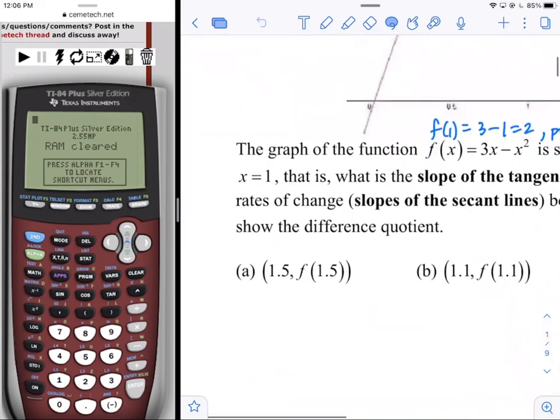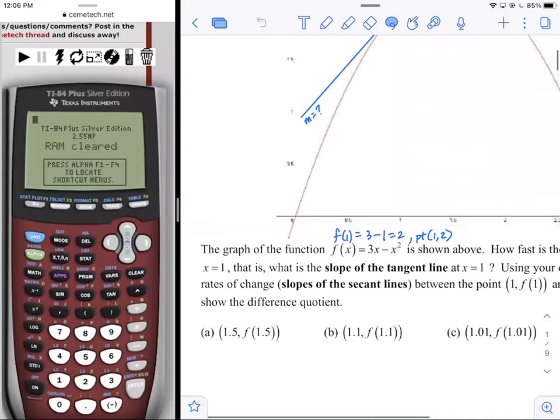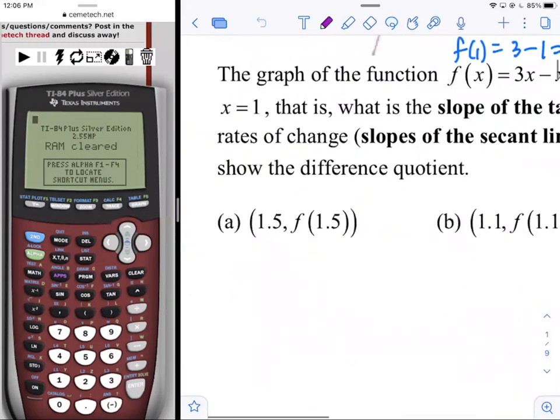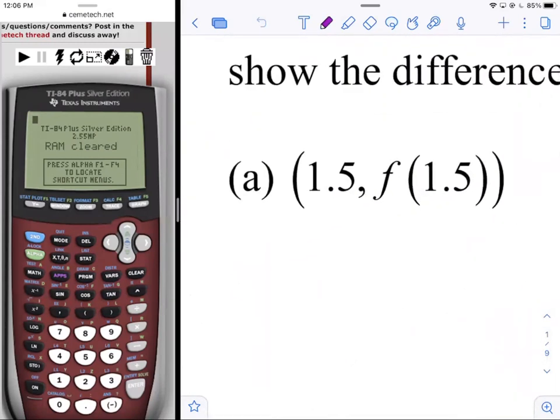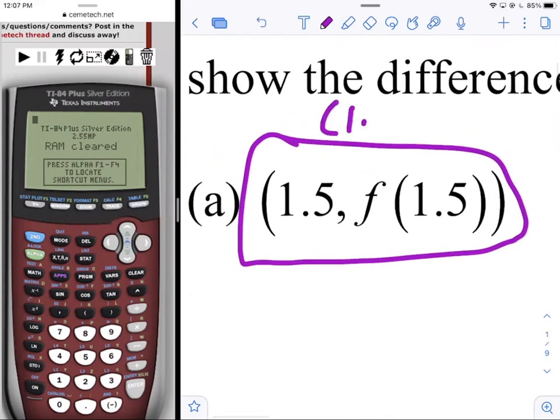So here's what we're going to do. We're going to play your game, Mr. Algebra. We're going to choose the point of interest, the point 1, 2, that I have plotted right there. And we're going to choose another point that's nearby. And the point that I'm going to use is 1.5, f of 1.5. So I'm going to use the point 1, 2. I'll just rewrite that here. And that point. So notice the x value, it's only a half a unit away.